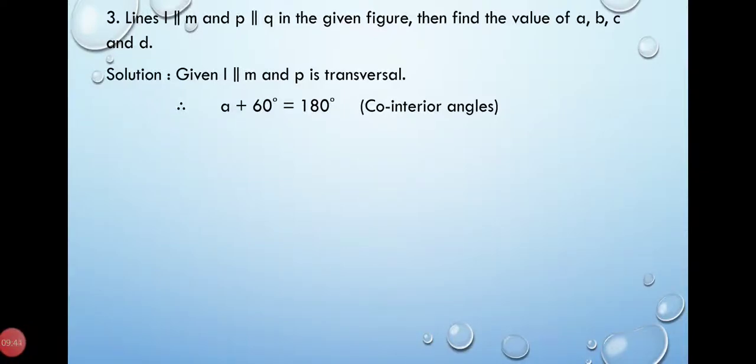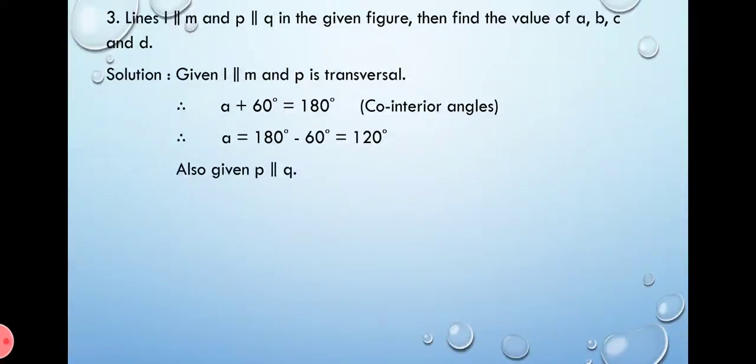Therefore, A plus 60 degree equal to 180 degree, that is co-interior angles. Further solving, we get A equal to 180 degree minus 60 degree, that is equal to 120 degree. Again, it is also given that line P is parallel to line Q. Therefore, C will be equal to A, and the value of A we have already found, that is 120 degree. So value of C is equal to A equal to 120 degree. Why are these both equal? Because they are corresponding angles.